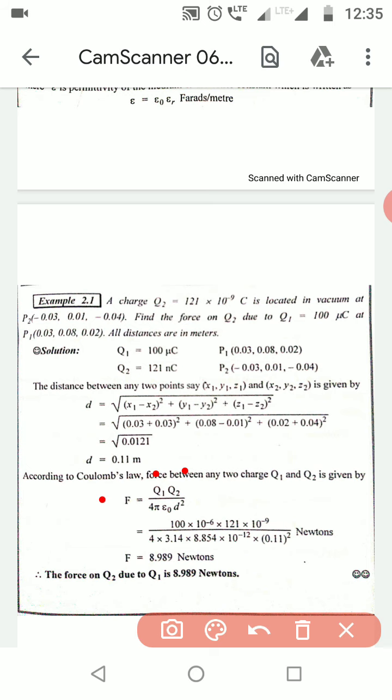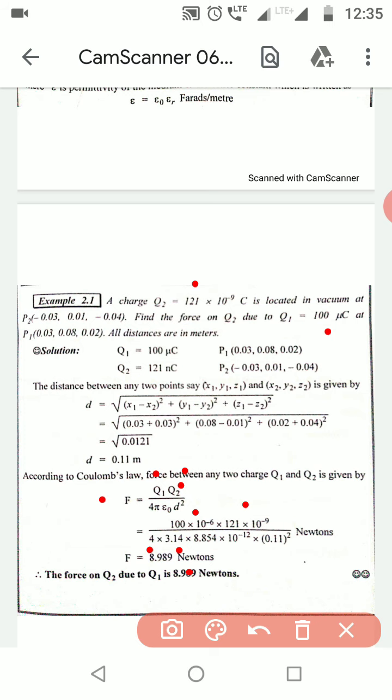In the question, q1 is given. q1 is equal to 100 microcoulomb. We can convert it into coulomb, that is 100 into 10 raised to minus 6. Then q2 is 121 into 10 raised to minus 9 coulomb. Then 4 pi is 12.56, and we need to substitute the value of epsilon 0, that is 8.854 into 10 raised to minus 12.